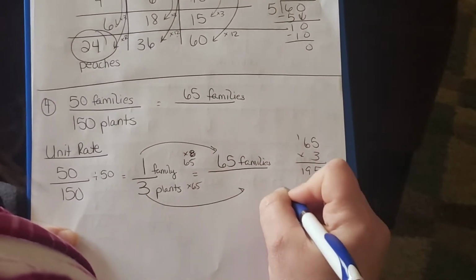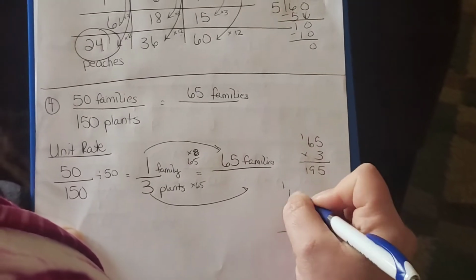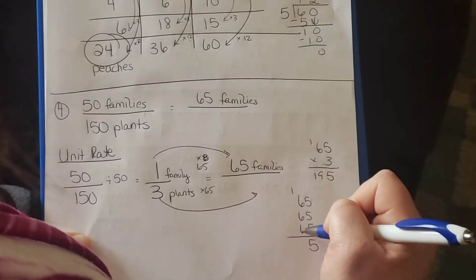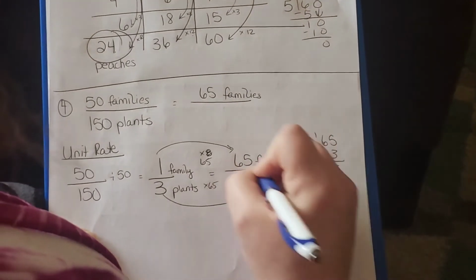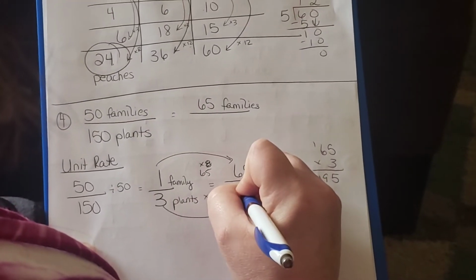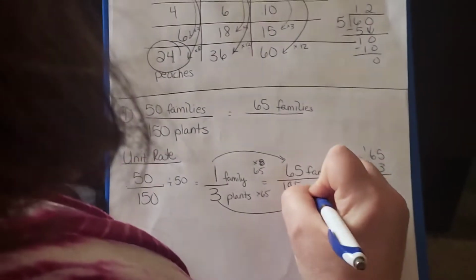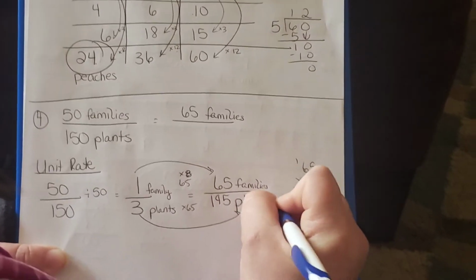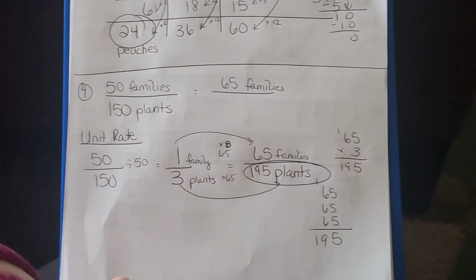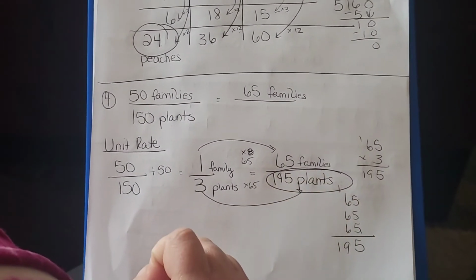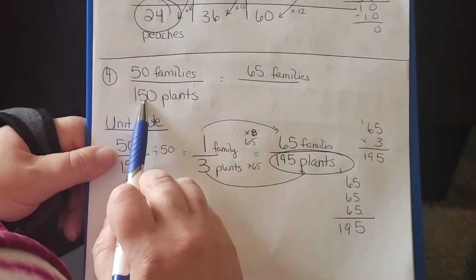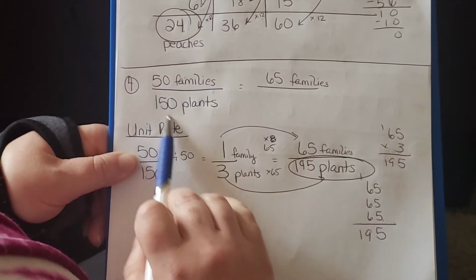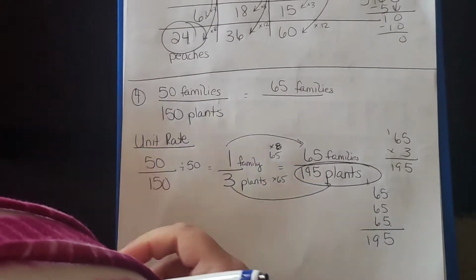And I bet you we still get, I would need 195 plants. So 65 families, and that makes sense because 50 families, 150, a little bit more would be 195.